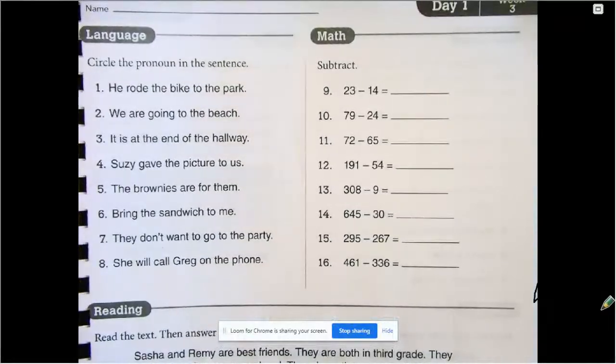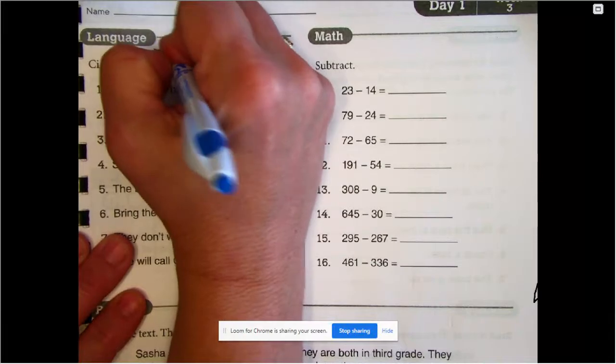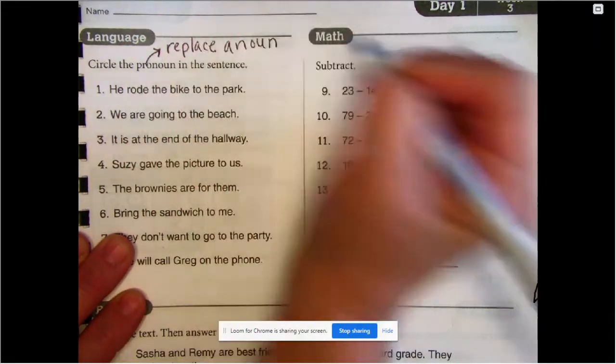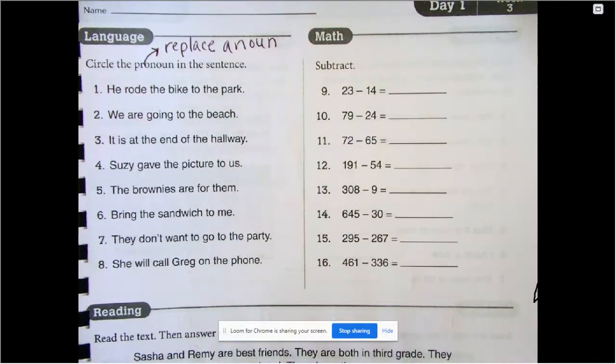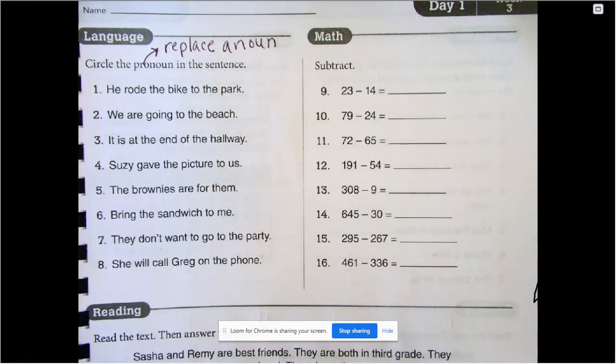So the first part, language, says circle the pronoun in the sentence. We just talked about what some pronouns are. Pronouns replace a noun. So like Sally could be replaced with her, or my family could be replaced with them or their or our. So let's look at our sentences. I'll read those sentences and you can decide which one is the pronoun. So I'll do number one with you.